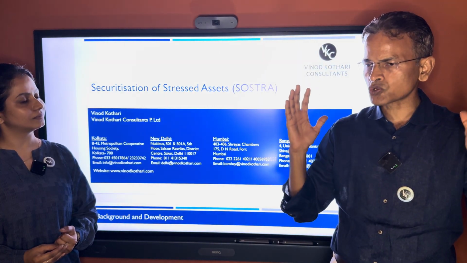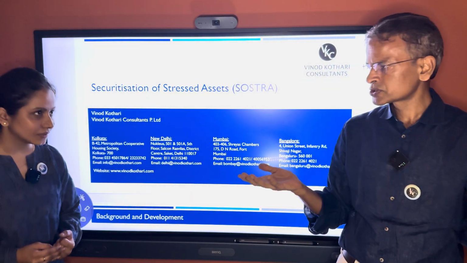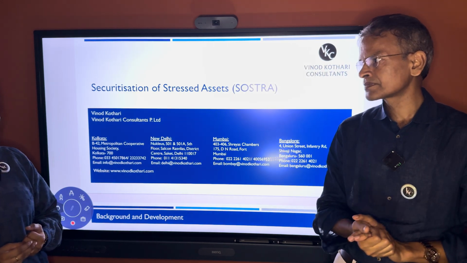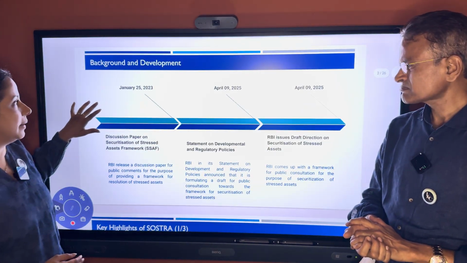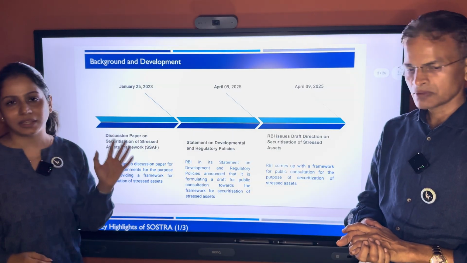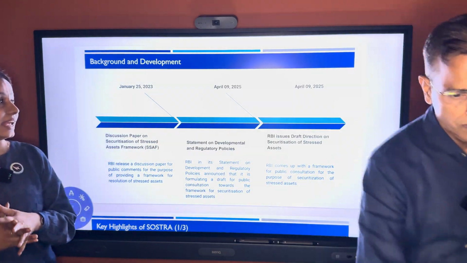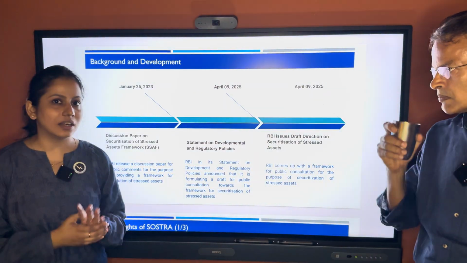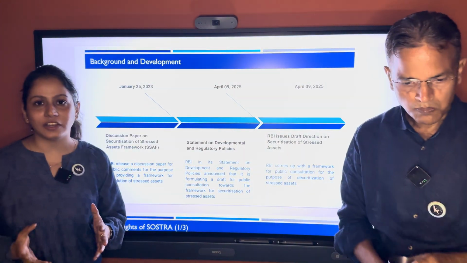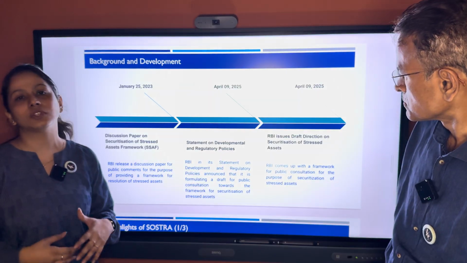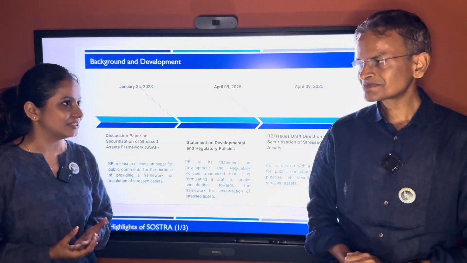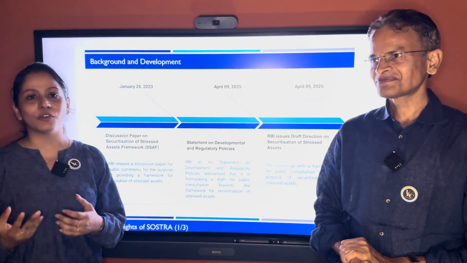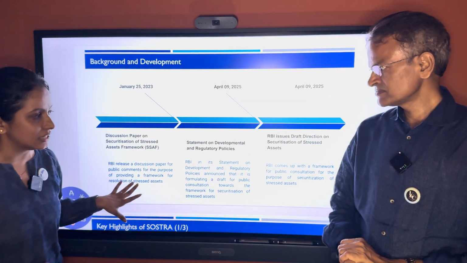And therefore the market was strongly needing this alternative option. So good that the RBI has it, Anita. Right. So if we want to just understand the background and the development, as you mentioned, there was a discussion paper that was issued in 2023 and thereafter RBI announced under the statement on development and regulatory policies that it will be coming out on the same day, which is April 9th, which was the Navkar Divas as well. So four new guidelines were issued, one of which was these guidelines.